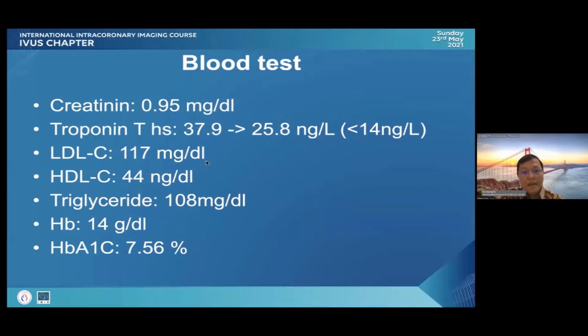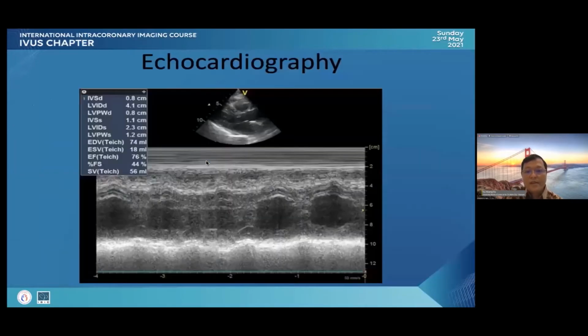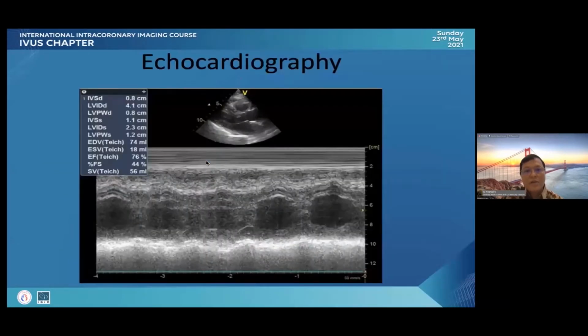These are the lab tests on admission. The renal function is okay. Troponin was elevated a little bit, and she has a good HbA1c. The ECG on admission looked normal. This is the chest X-ray, also with no significant abnormalities. And this is the echocardiography, with no abnormal motion.